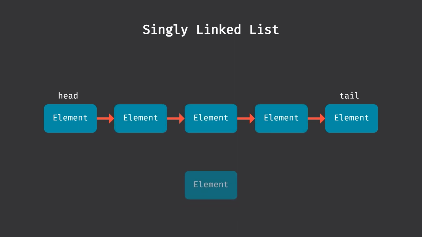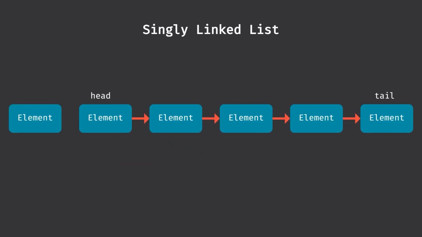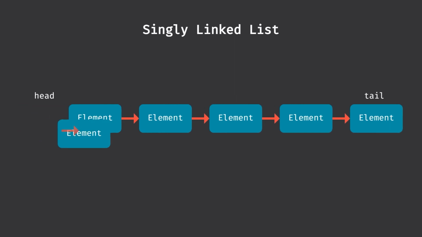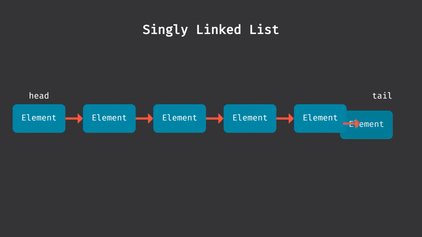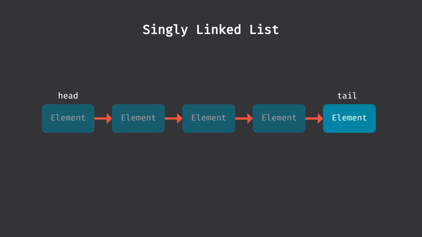If we want to add a new element to the list, we could do one of two things. We could either insert it first and replace the current head, adding a reference to the previous head in its .next property, or we could add it to the tail and replace the current tail. But to do that, we would need to find the tail first.